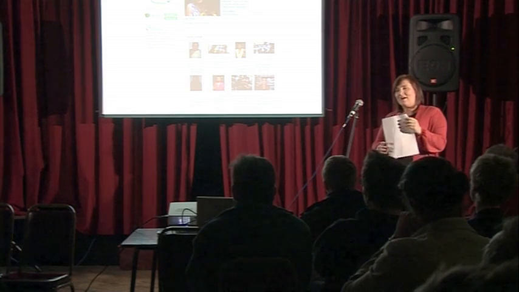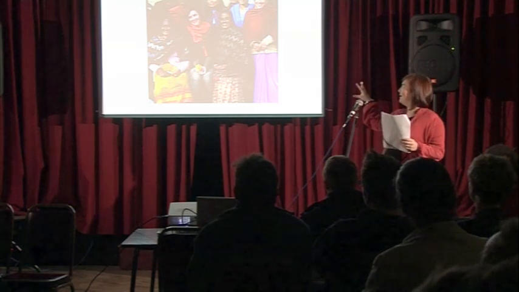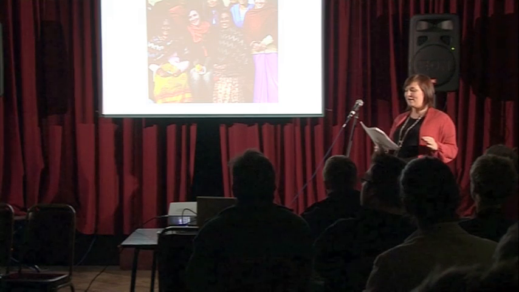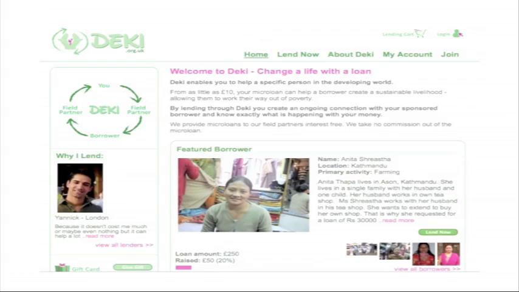So how it works is that we work with field partners who form a relationship with the borrowers. There's me and Paul with one of our field partners. And they administer the loans and offer them training and support. We currently have field partners in Nepal and Ghana. So essentially what we're doing is combining two things, microfinance with online social networking. Microfinance is a stable way of helping people help themselves out of poverty. And social networking is a great way of connecting people across the globe via the internet.